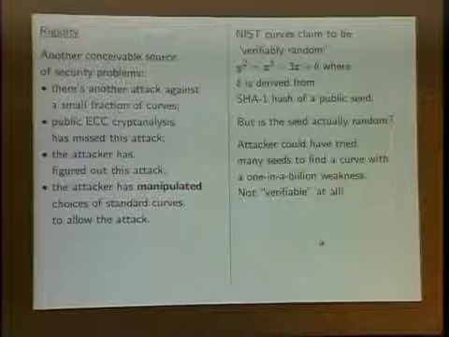Now, I keep making fun of the French, but sorry. The French come up in 2011 and say, well, how about you use our curve? It's random. They don't even give you a seed, yeah?